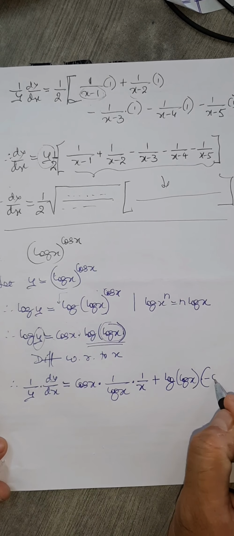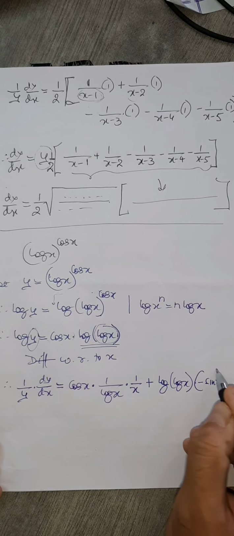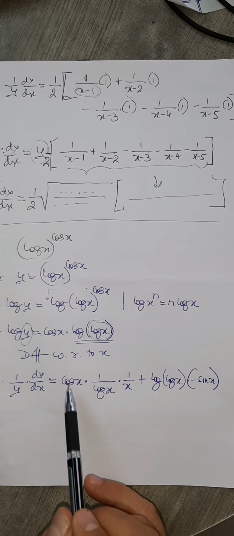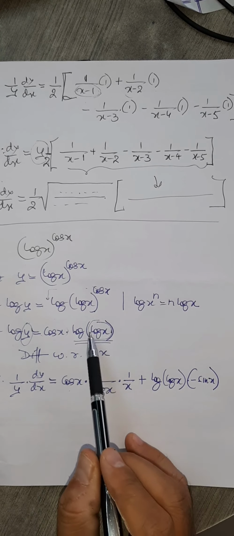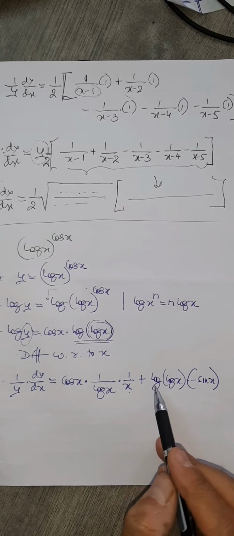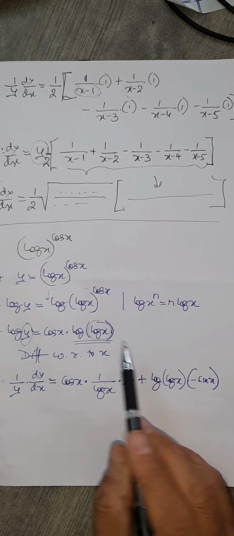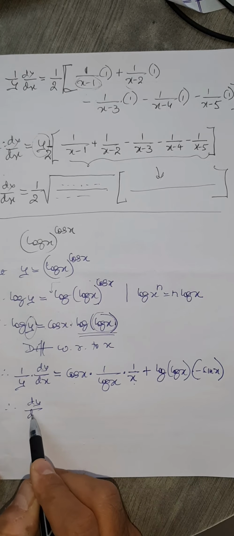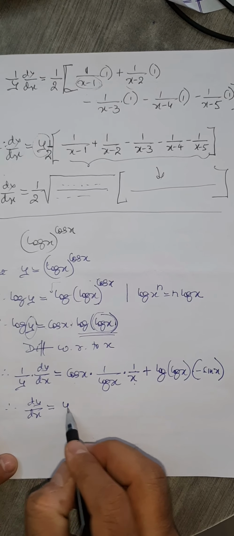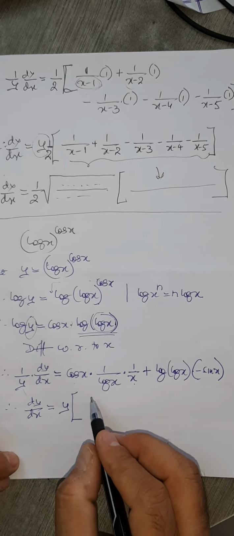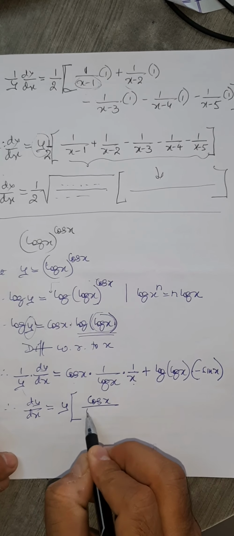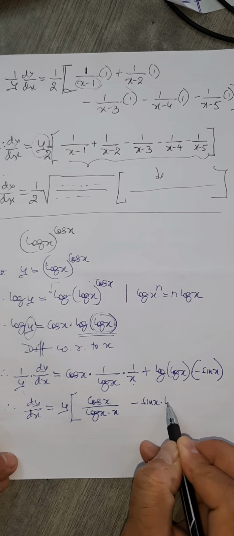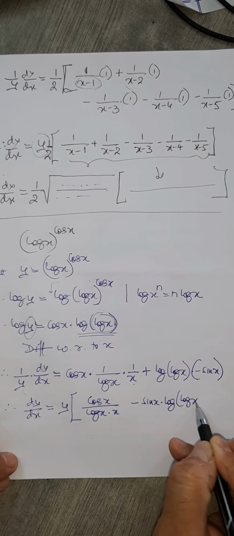What's the derivative of cos? Minus sin x. I repeat this step. Cos x as it is, by chain rule 1 upon log x into the derivative of log x, 1 upon x, plus this portion as it is, the derivative of cos, which is minus sin. So therefore dy by dx equals y into, what about this, cos x upon log x into x minus sin x into log of log x.